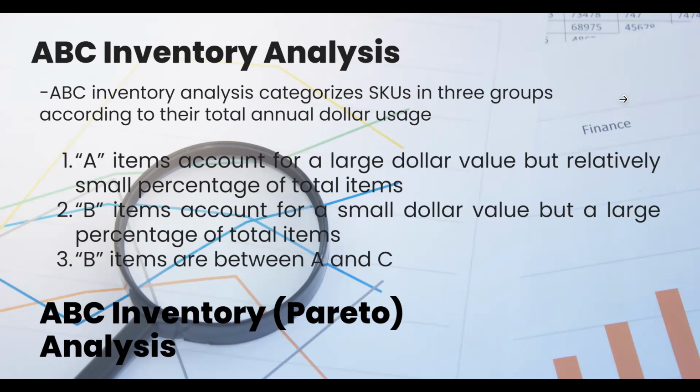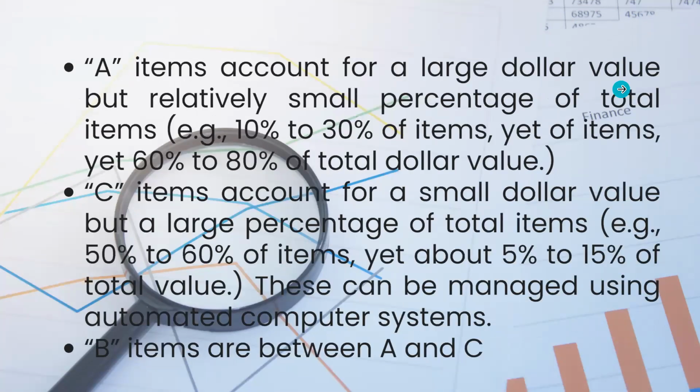And then yung number three is letter B, items are between A and C. Meaning, middle lang siya, hindi siya masyadong mahal na item and then hindi rin siya masyadong mura na item. And ABC Inventory Pareto Analysis, same lang din siya ng explanation, basahin ko na lang din po. Next slide po.